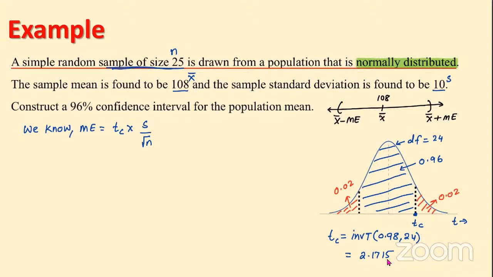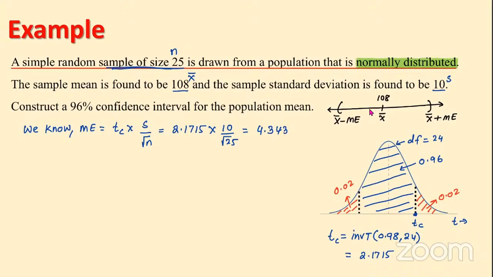We were calculating this critical value to determine the margin of error here. So we are going to plug that into this equation. So this is equal to 2.1715 times the sample standard deviation 10 over square root of 25. And if we simplify this, we should get 4.343. So the margin of error is 4.343.